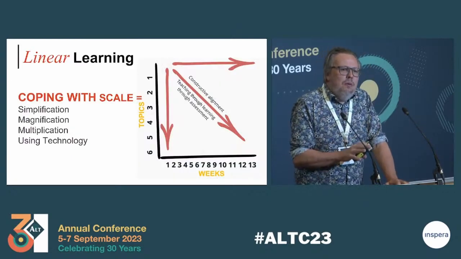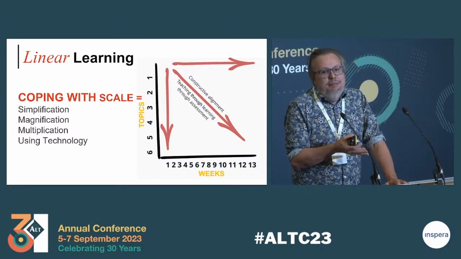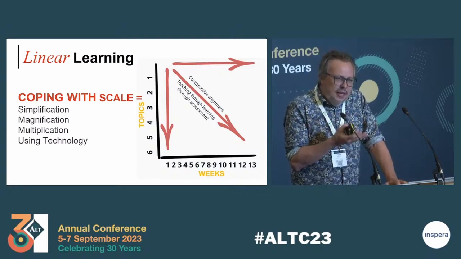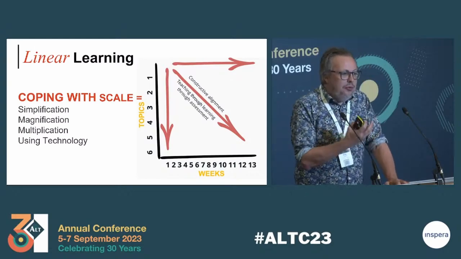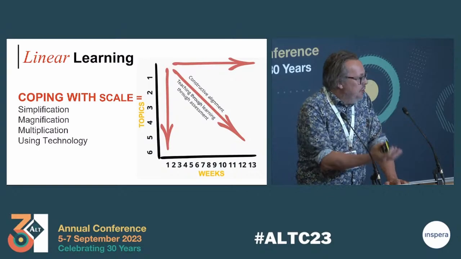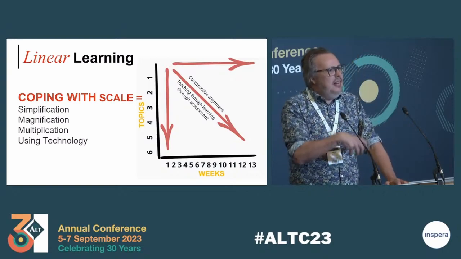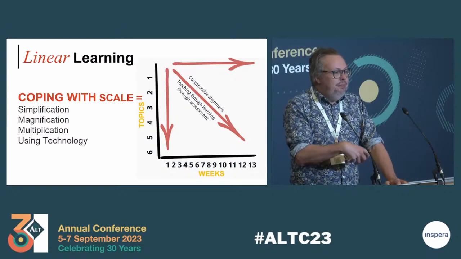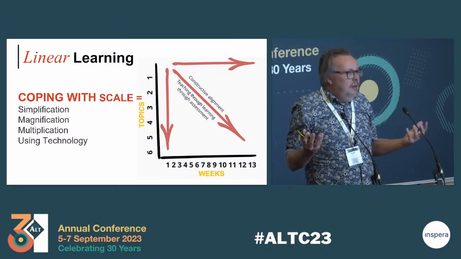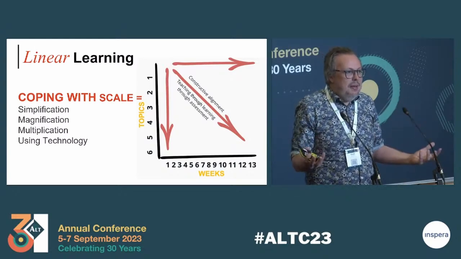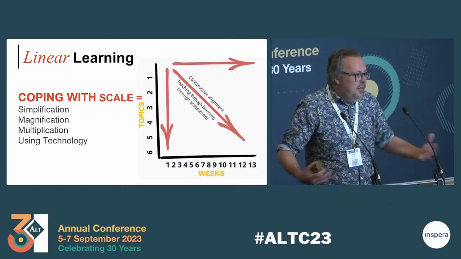At the very core of what we've been trying to do is we want to move away from this. Linear learning, particularly when you're coping with scale, is how you deal with scale: you simplify what you do. You do it in the simplest possible way, and the simplest possible way is doing what I'm doing now, standing in front of a room and talking. You magnify it. If we didn't have audio here, in a room of this size, you couldn't hear me. So we magnify a single person's voice so that multiple people can hear it.